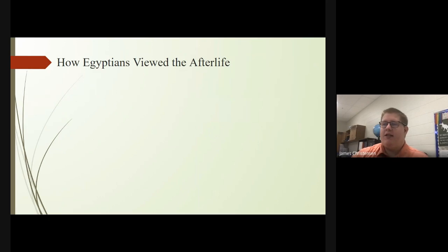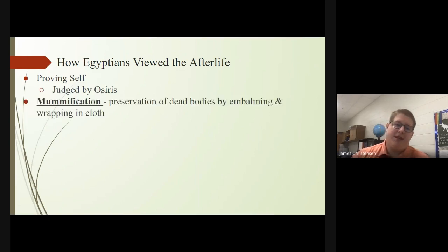That also plays a lot into the views of the Egyptians in their afterlife. A lot was proving themselves. They were judged by Osiris, and they went through the process of mummification, or the preservation of dead bodies by embalming and then wrapping in cloth. The Egyptian mummification process actually took a number of months. The biggest portion of this was they took your body out into the desert, wrapped it, and put it in the sand, and let it basically embalm and dehydrate on its own in the elements.